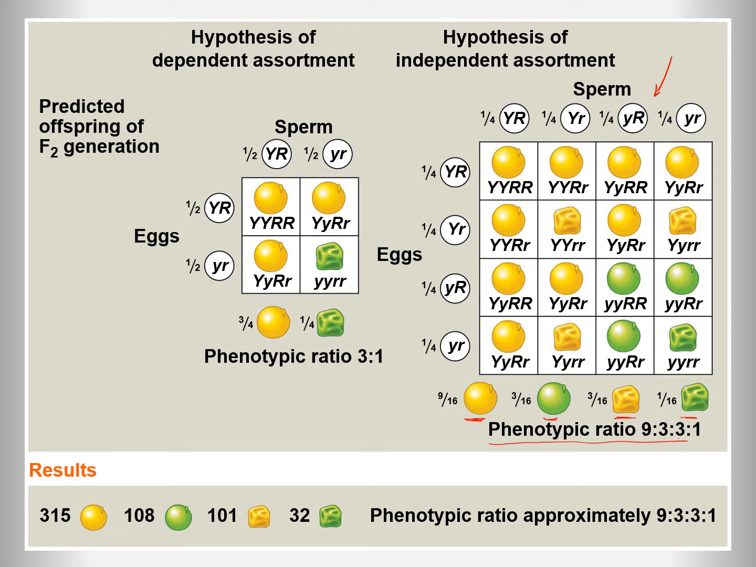Now, in Mendel's mind, these were the only two outcomes. Either you would get dependent assortment, meaning that the color depends on the shape, or the shape depends on the color, or you would get independent assortment, meaning that the decision for color in no way influences at all the decision for shape.